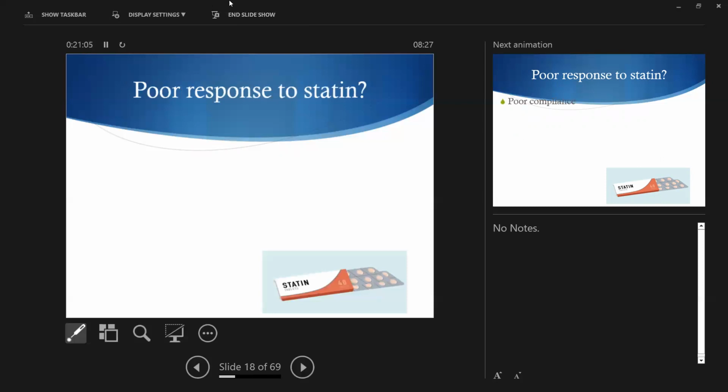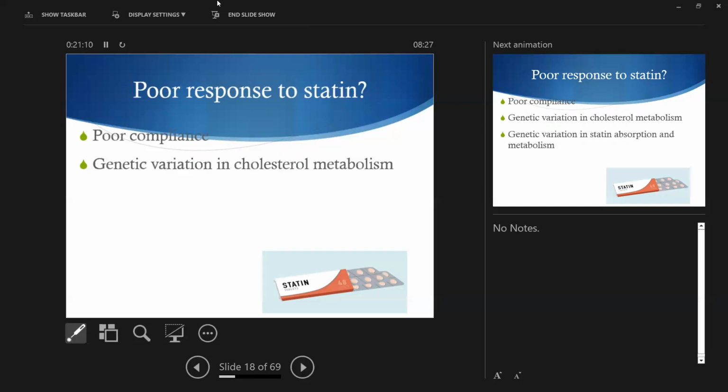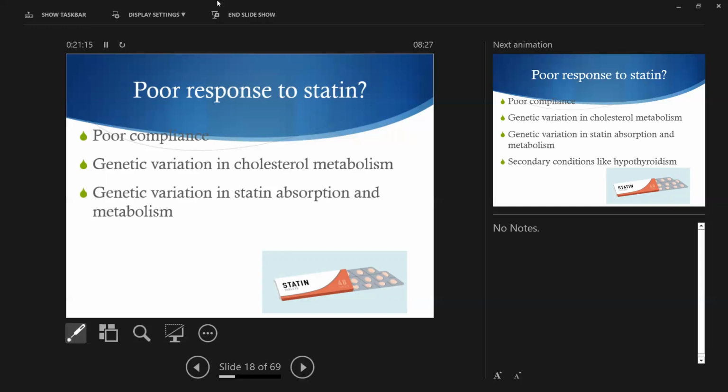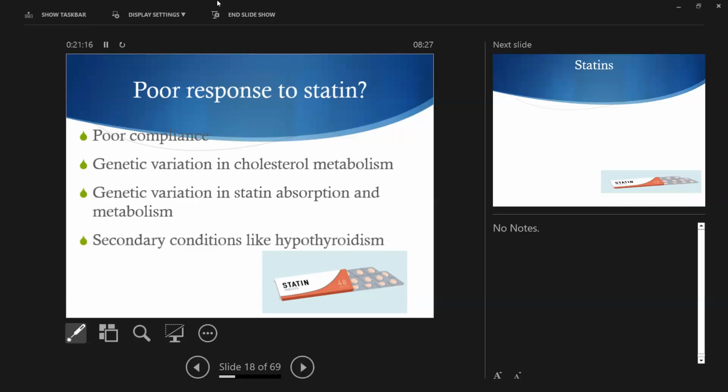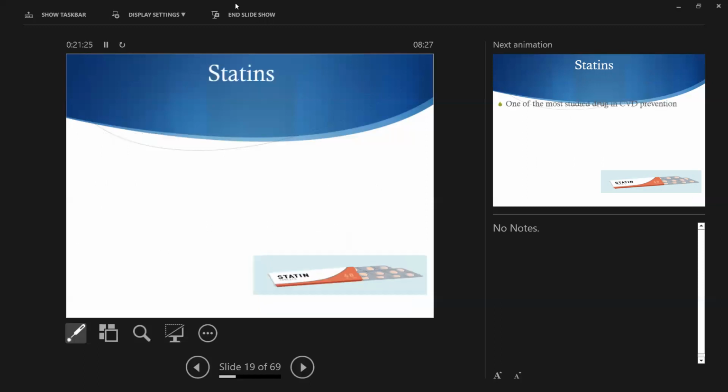What are the causes of poor response to statin? It could be due to poor compliance. It could be due to genetic variation in cholesterol metabolism and also genetic variation in statin absorption and metabolism. And secondary conditions like hypothyroidism, renal disease, and so on could be a cause of poor response to statin.